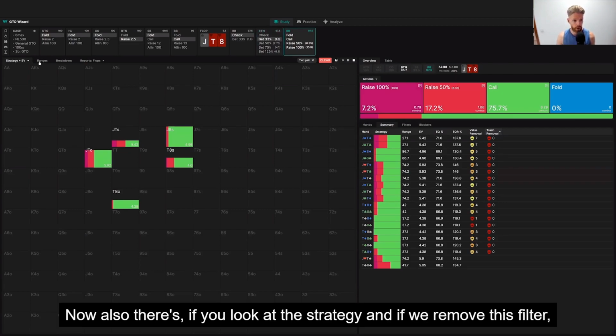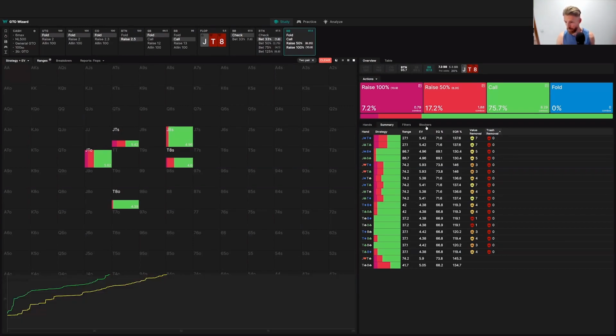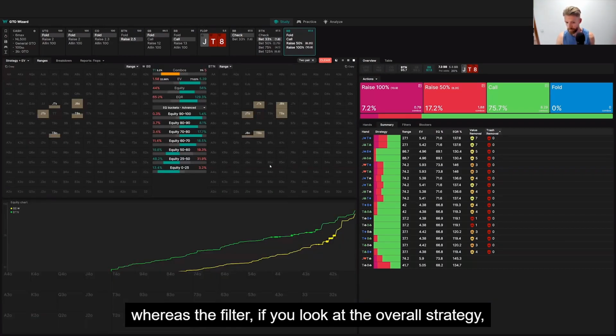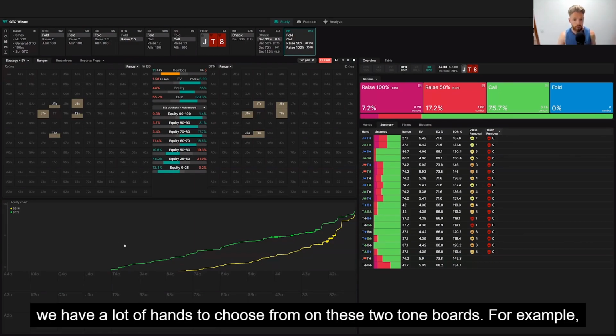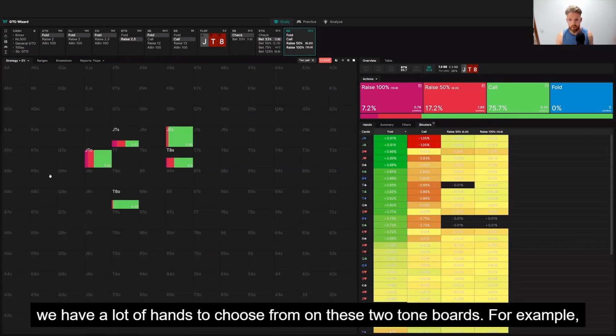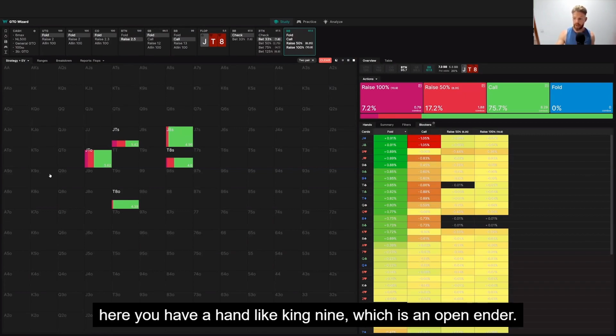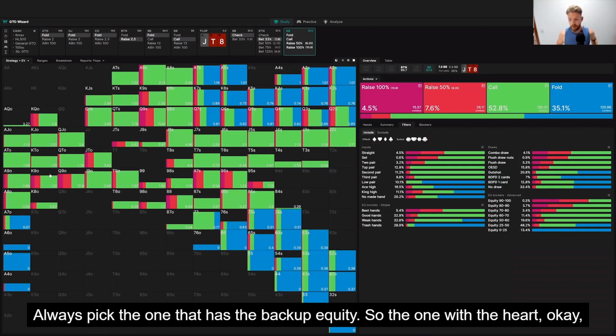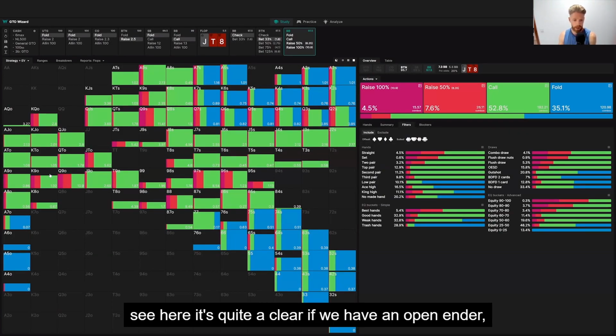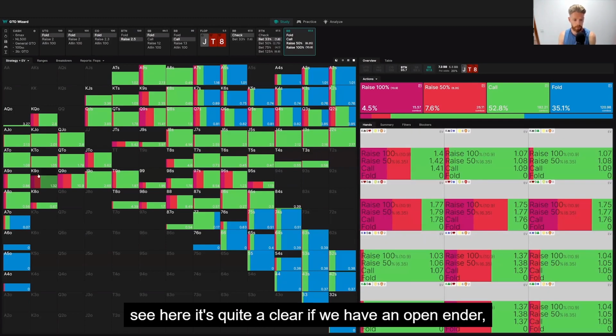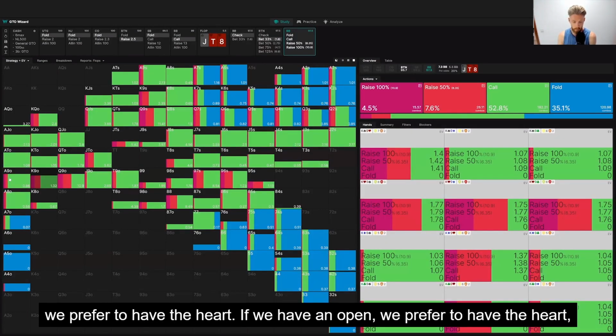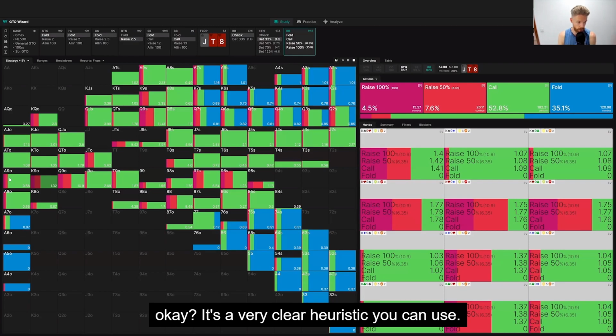Now, if you look at the overall strategy, we have a lot of hands to choose from. On these two-tone boards, for example, here you have a hand like King 9, which is an open-ender. Always pick the one that has the backup equity, so the one with the heart, okay? As you can see here, it's quite a clear heuristic. If we have an open-ender, we prefer to have the heart. It's a very clear heuristic you can use.